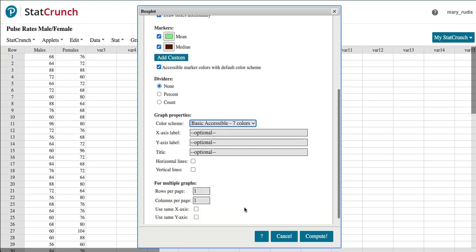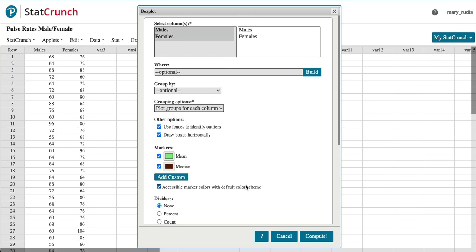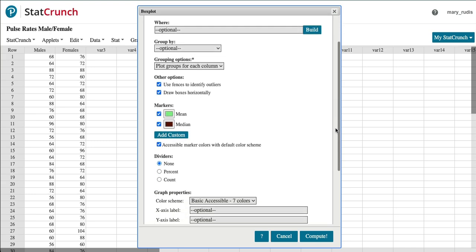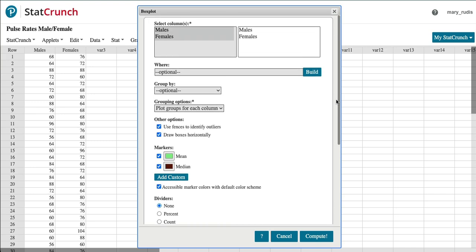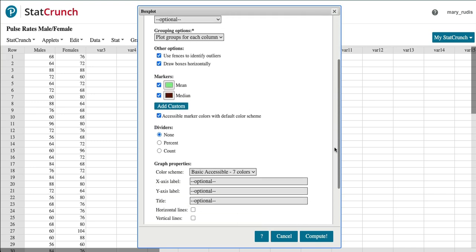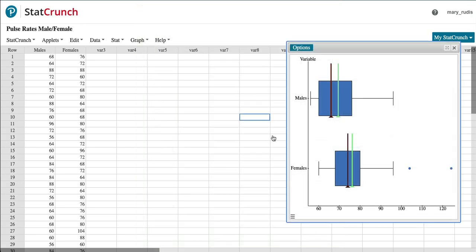Everything else we can just ignore, because my purpose here is just to compare the two sets of data. Are male and female pulse rates different from each other? And do they tend to vary about the same, or do they vary differently? That's the question that we're about to answer. Okay, so you saw everything that I selected. Now I'm going to hit compute.